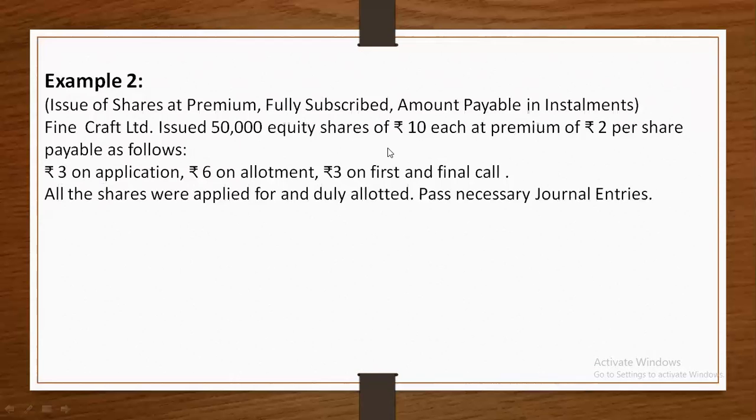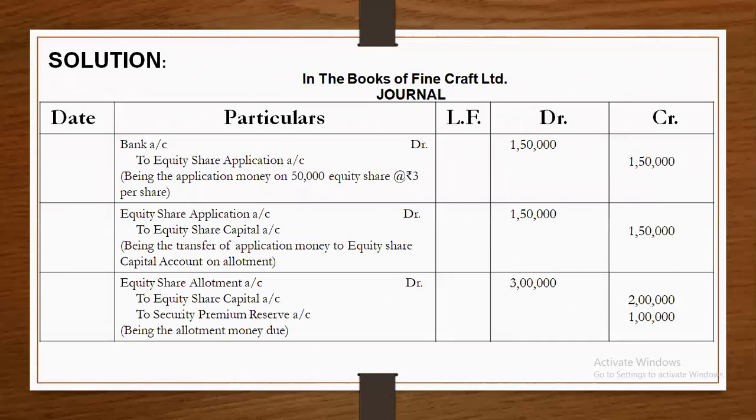So this premium, when it is not mentioned where it is received, is always recorded at the time of allotment. That means premium is received at the time of allotment. So 3 plus 4 plus 3 is the face value, and rupees 2 is the premium at the time of allotment. All the shares are applied, all the shares are allotted, we have to pass the journal entry. So on 50,000 shares at the rate of 3, the company will receive 1,50,000. So this way we'll write the journal entry.